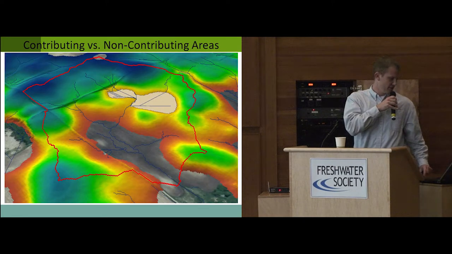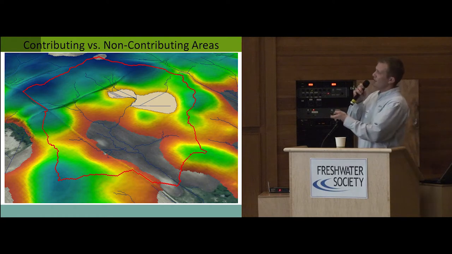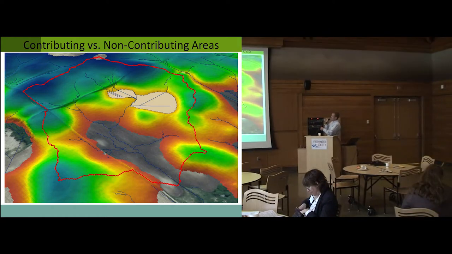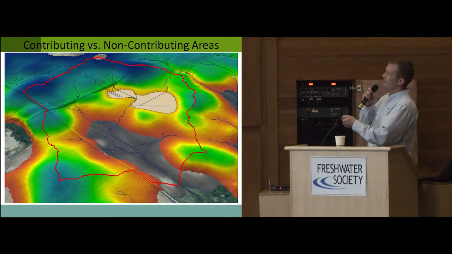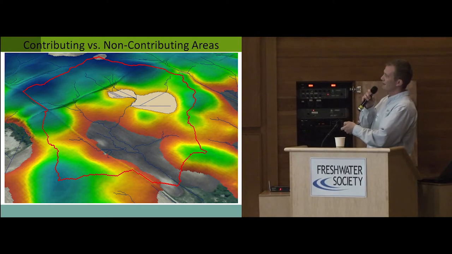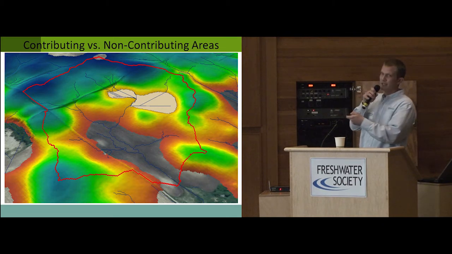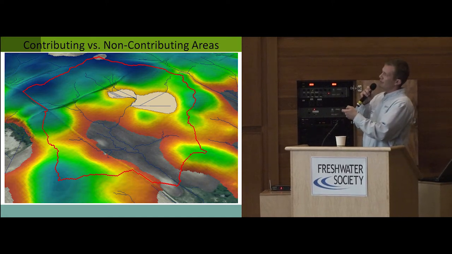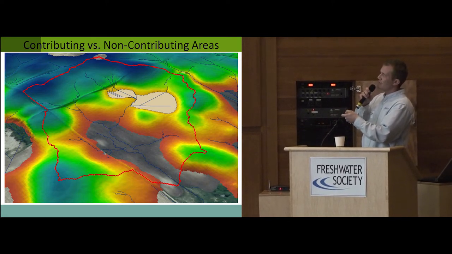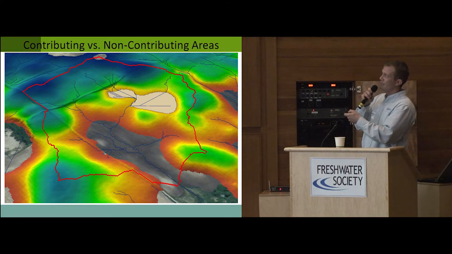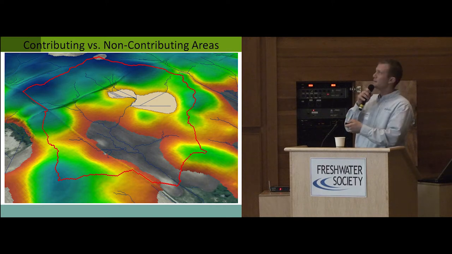These next slides will hopefully make things a little clearer. So what you see here, this red line defines the watershed contributing to this point right here. This little basin that you see located right here is actually a low point in the DEM. If we didn't account for this low point in the DEM and told it that everything was contributing until you got to the drainage divide, this is what your drainage area would look like.